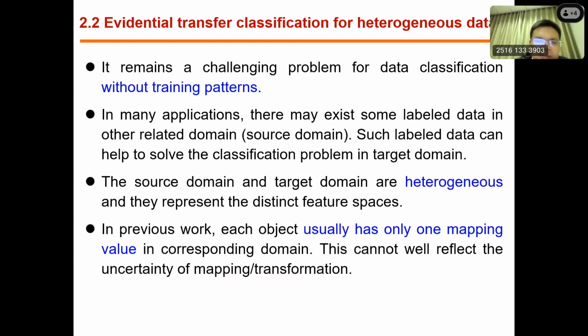In recent years, we know transfer classification develops very fast, because in pattern classification there is a challenging problem: pattern classification without training patterns or labeled patterns. Usually, if we have a lot of labeled patterns, the classification is not very difficult. But if we have very few or even no labeled data, it is very difficult. In many applications, there may exist some labeled data in some other related domain, and such labeled data can be useful for us to solve the classification problem in the target domain.